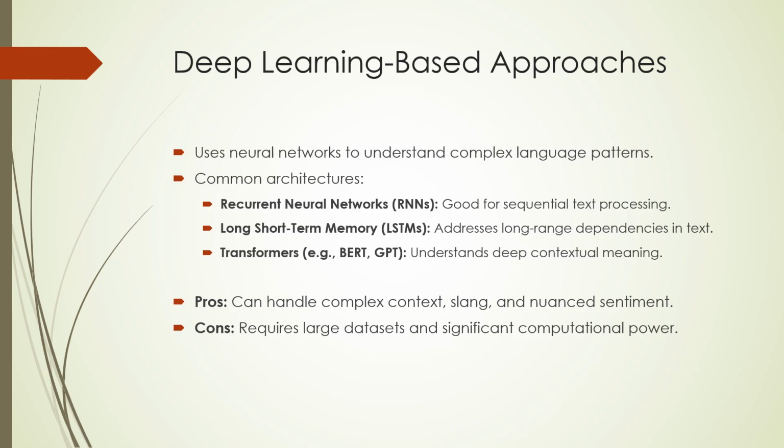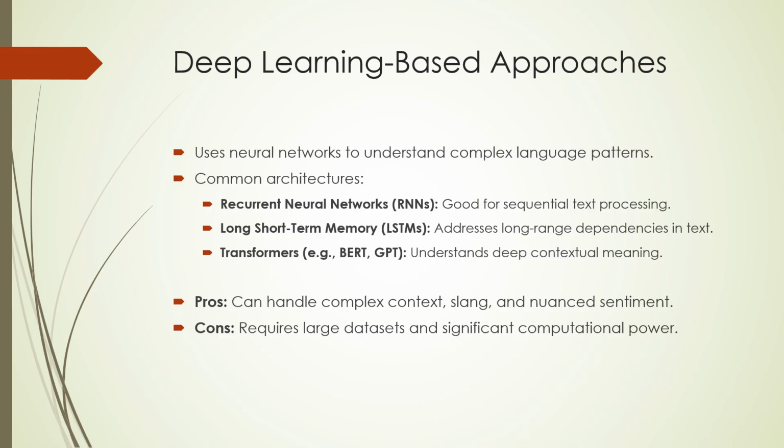So we have common architectures like recurrent neural networks, that is RNNs, good for sequential data like sentences and sequential text processing. Long short-term memory, LSTM, a specialized RNN variant to capture long-term dependencies. Convolutional neural network, that is CNN, captures local patterns in text. Transformers, for example BERT and GPT, use a self-attention mechanism to understand deep bidirectional context.